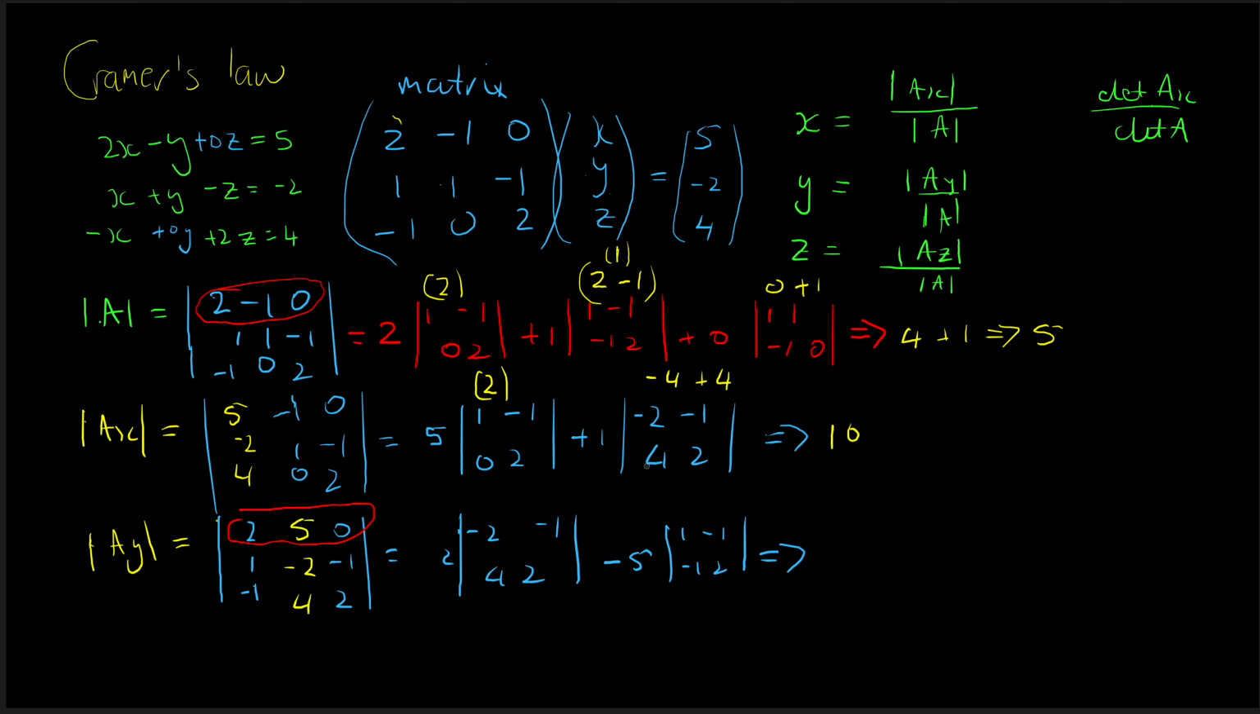So let's just get the answer here. So again, minus 2 multiplied by 2 is minus 4, and minus 4 minus minus 4, which is plus 4, so that's also going to be 0. And this one is going to be 1 multiplied by 2, which is 2, and minus 1 multiplied by minus 1 is plus 1, and we need to subtract that, so it's going to be minus 1. So that's just 1, and the answer there is minus 5.